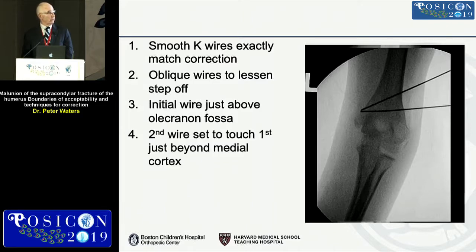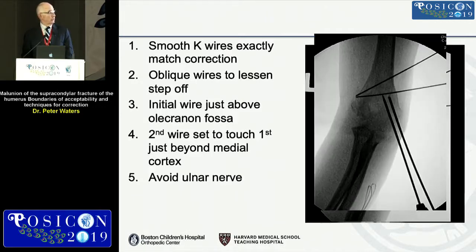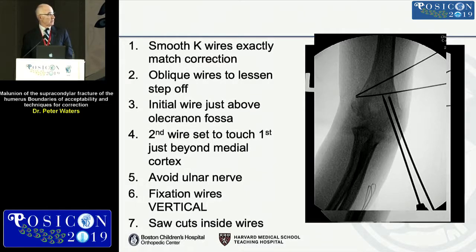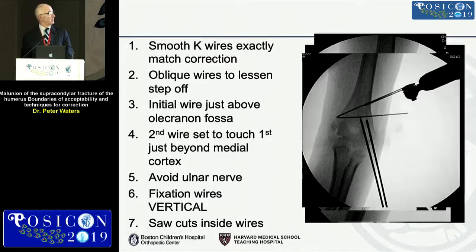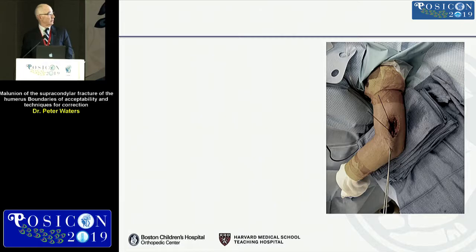The second wire should touch just beyond the medial cortex, but not enough to penetrate the ulnar nerve on that side, so you're going to avoid the ulnar nerve issue. You then put your vertical wires in place before you do anything else, and these need to be much more vertical, so when you take the wedge out like a supracondylar fracture, they get good purchase fixation on the medial side. All right, fixation wires in place. The saw cuts are just inside the wires, so you can see here in a controlled fashion. Here is the visual of the vertical wires, corrective wires in place.